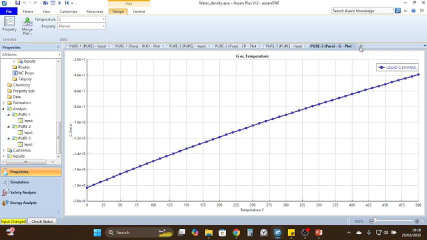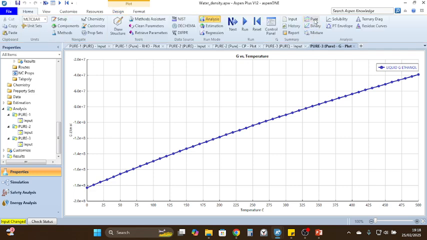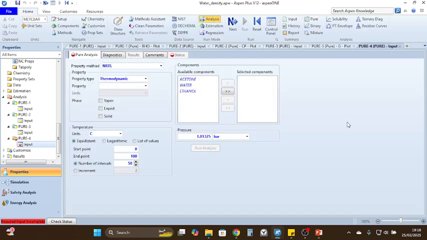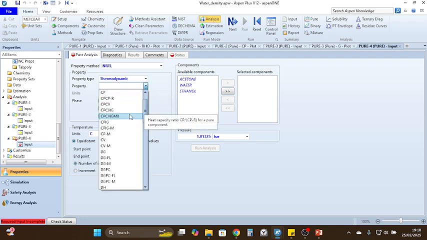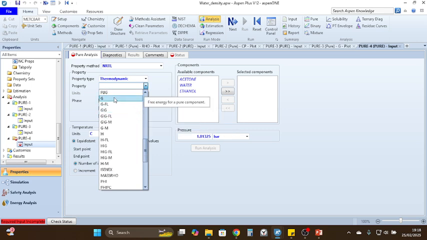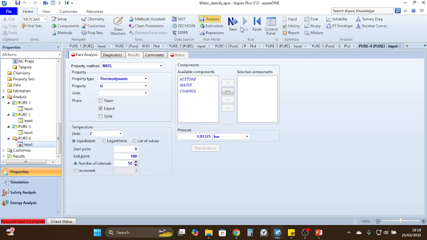This is for 20 bar. Or we can do one thing. We are going to go to home. We are going to select another pure component. Every time we select an analysis, you can see that these numbers are getting updated. So this PO3 is for 20 bar. Okay, you were asking how to do it for two different pressures. So you just need to perform another pure analysis. Then this number is going to get increased. So this is PO4 now.